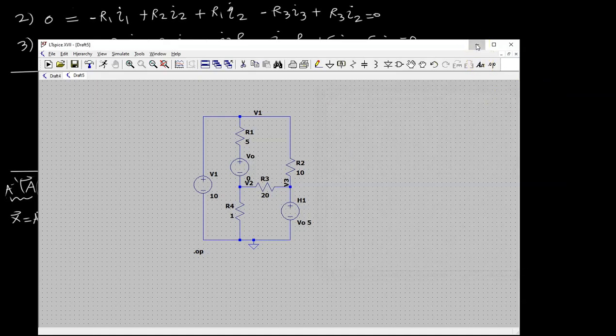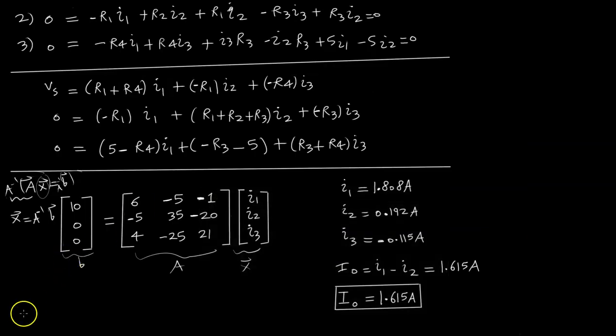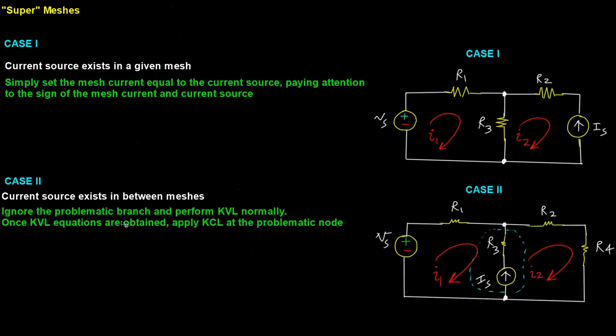So we can now move on to super meshes. Let's go ahead and discuss the idea of a super mesh. What we've dealt with so far are cases where there are only voltage sources and resistors in a given circuit, and so the mesh currents are simply currents that are passing through voltage sources and resistors.